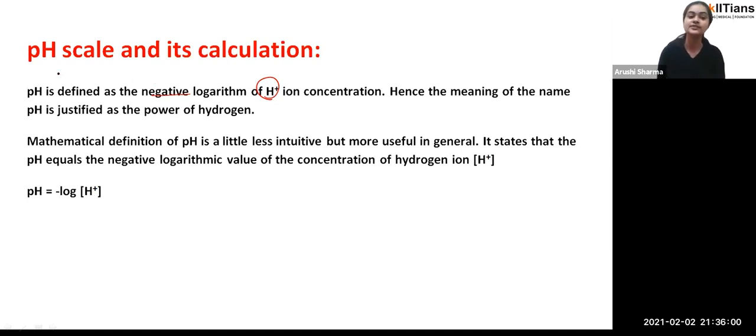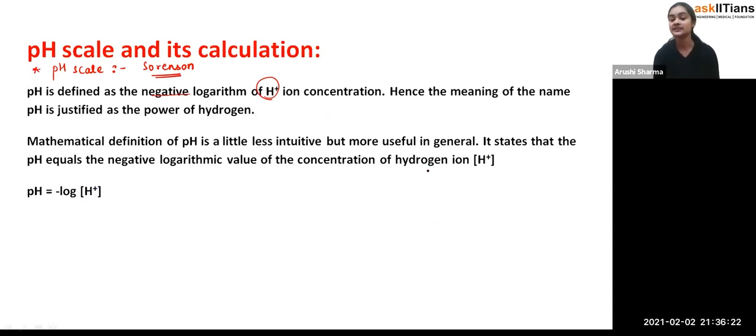First of all, the pH scale was discovered by Sorensen. This is the name of the scientist who discovered the pH scale. Now how do we define the pH? pH is defined as the negative logarithm of the H ion concentration.